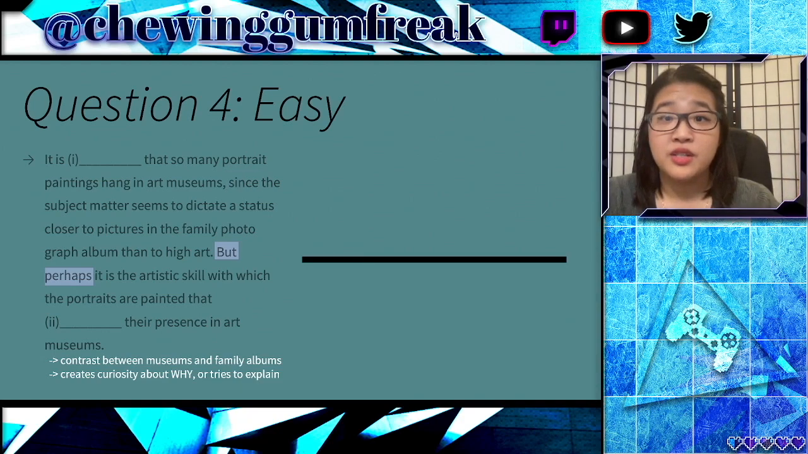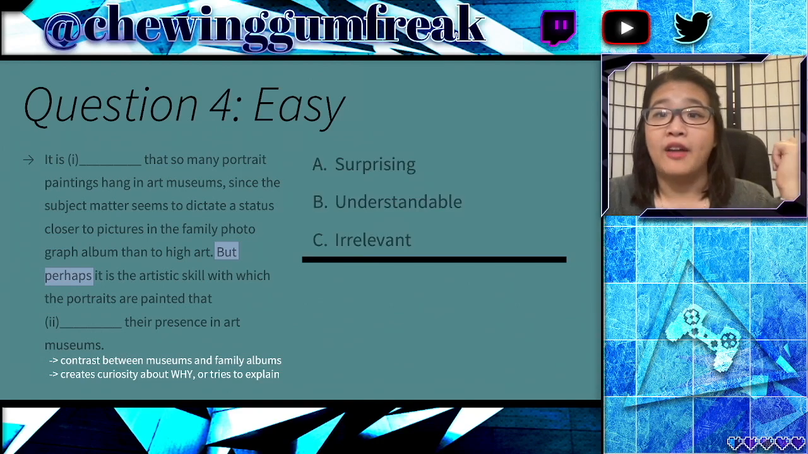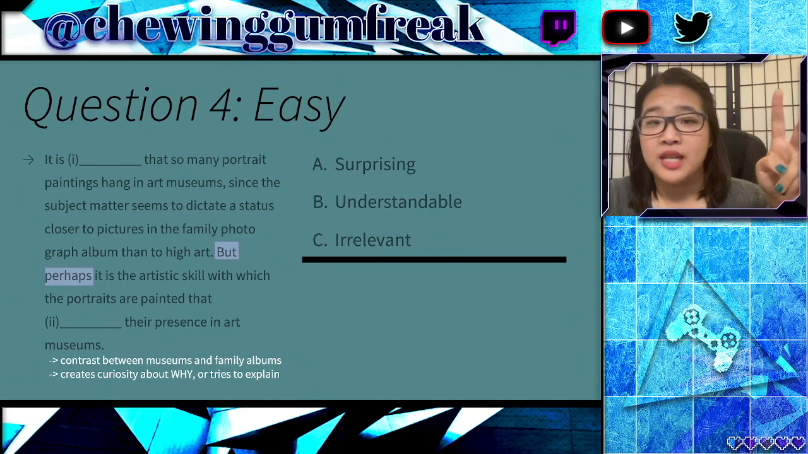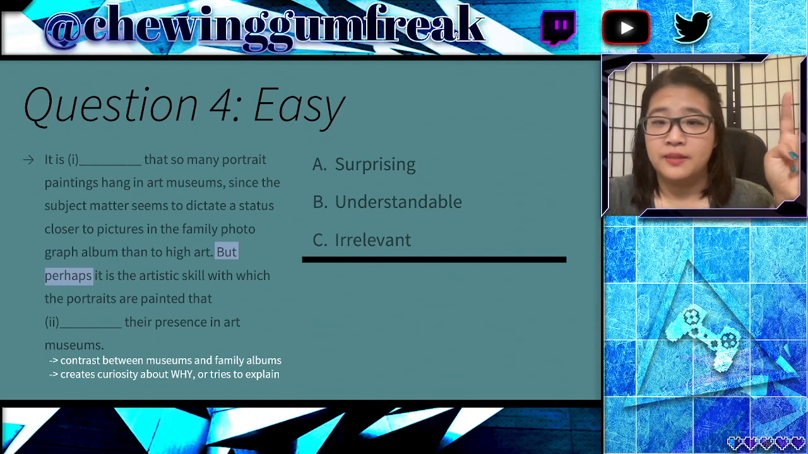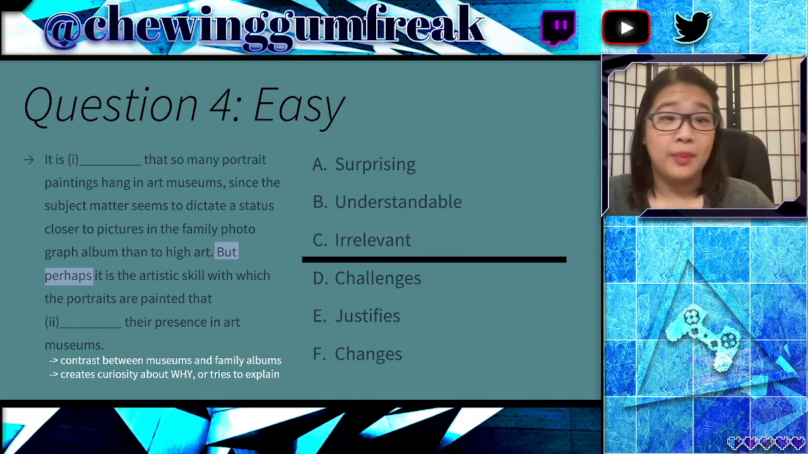For the first answer choices, we have surprising, understandable, and irrelevant. For the second one, we have challenges, justifies, and changes. Let's take this blank by blank so that it's not too overwhelming. So for the first blank, let's look at this sentence again. So remember, we're looking at portrait paintings hanging in art museums and also a subject matter that seems to be closer to a family photograph album.